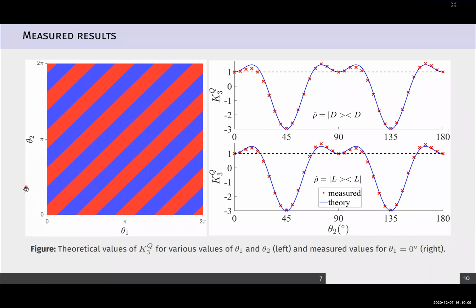And so on the right plot, I'm showing our measured results. On the top, the initial state is the diagonal polarization state, where diagonal is just the superposition of H and V with a zero phase in between H and V. And the bottom plot on the right shows the initial state for L and R. It's important to note that the theoretical values of K3Q do not depend on the initial state. That's why the theory curves in these plots are all exactly the same. And our measured results lie pretty close to the theory curve. So you see in some regions of theta 2, the Leggett-Garg inequality is violated, and our measured results show that also.